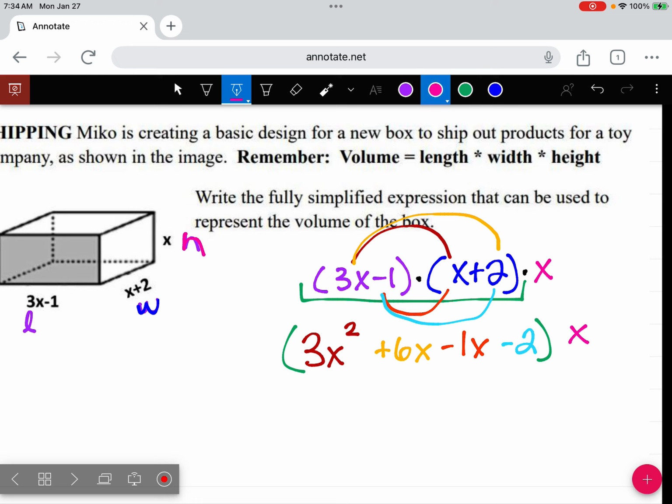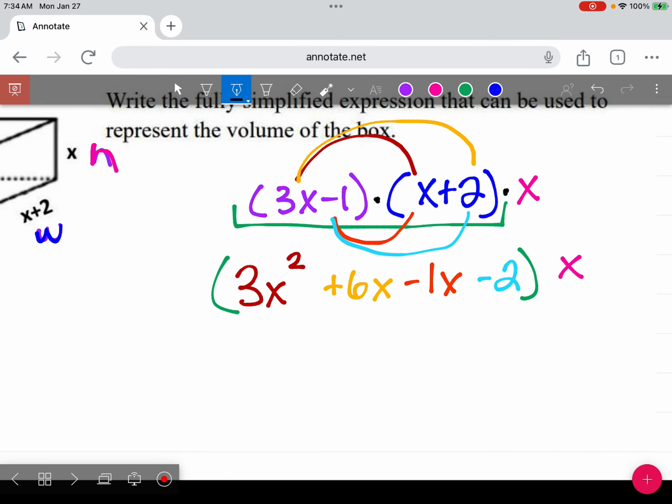So break it into smaller pieces. This is just a polynomial multiplication with a vague sense of plot. It's got a whiff of plot. That's it. So then we're going to combine our like terms before I do my last set of multiplication because I don't want to have to deal with it when it's 4. So we're going to have our 3x squared plus 6x minus 1x minus 2. And that's all still being multiplied by an x.